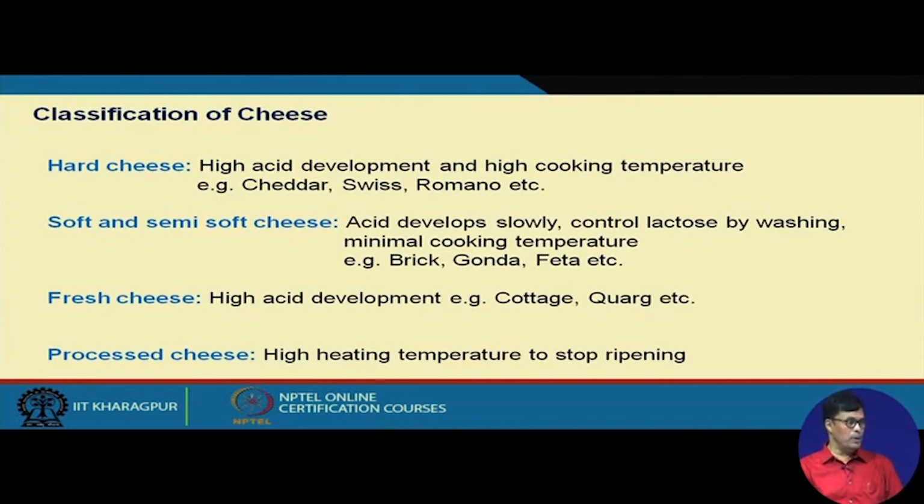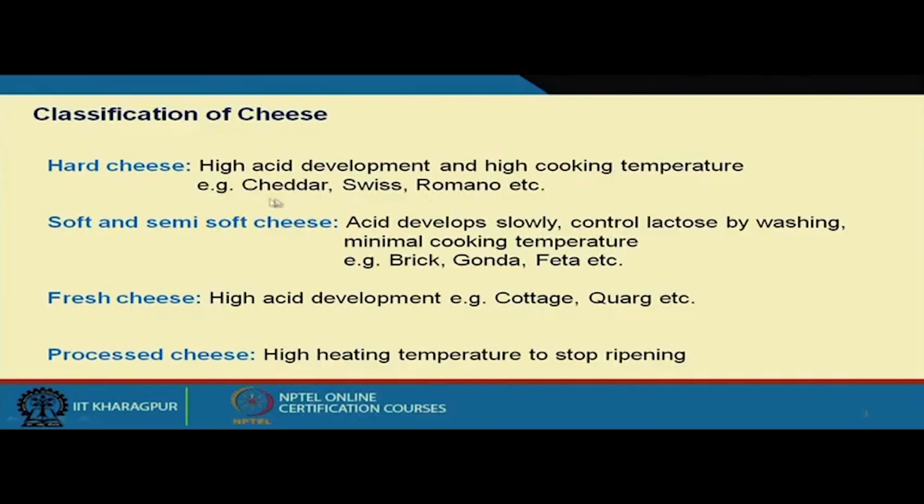Broadly, it can be classified into four different types. One is hard cheese, then soft and semi-soft cheese, fresh cheese, and processed cheese. Hard cheese means high acid development and high cooking temperature, because as you increase the cooking temperature the texture will be harder, and as you reduce the temperature the texture will be a little softer. That is why we call it hard cheese. The examples are cheddar, Swiss and Romano. These are very famous cheeses. Particularly cheddar is largely used in the UK.